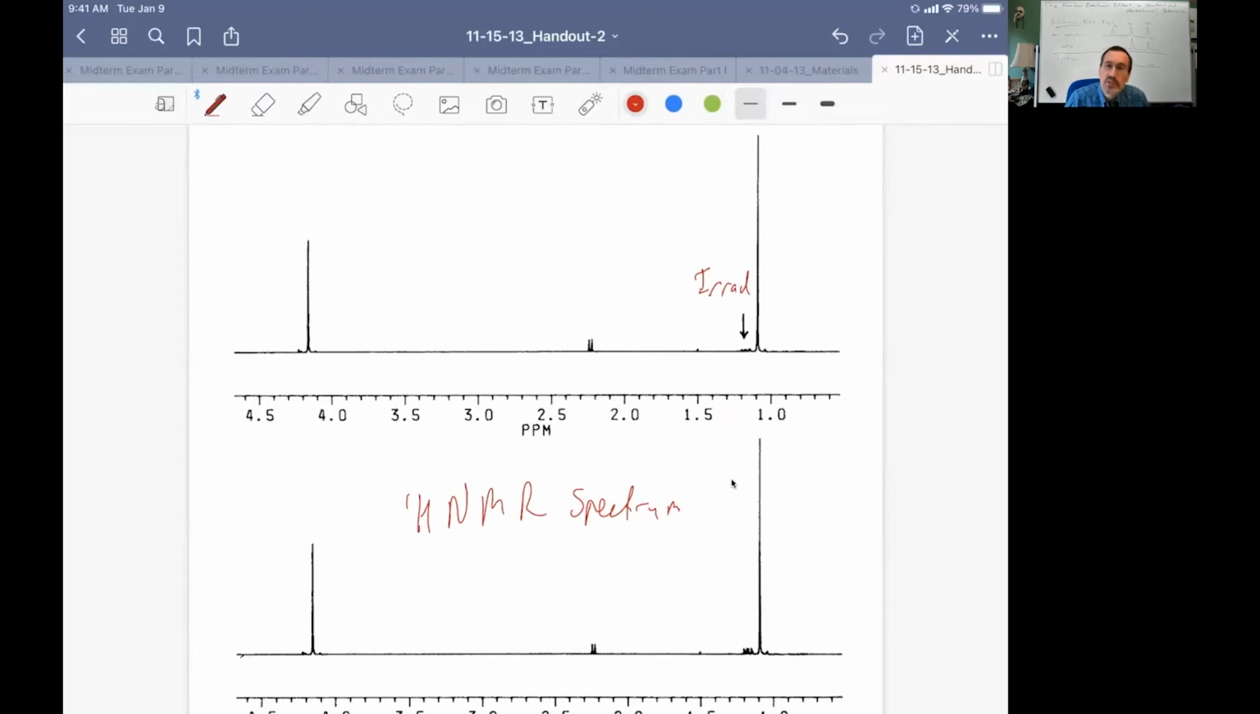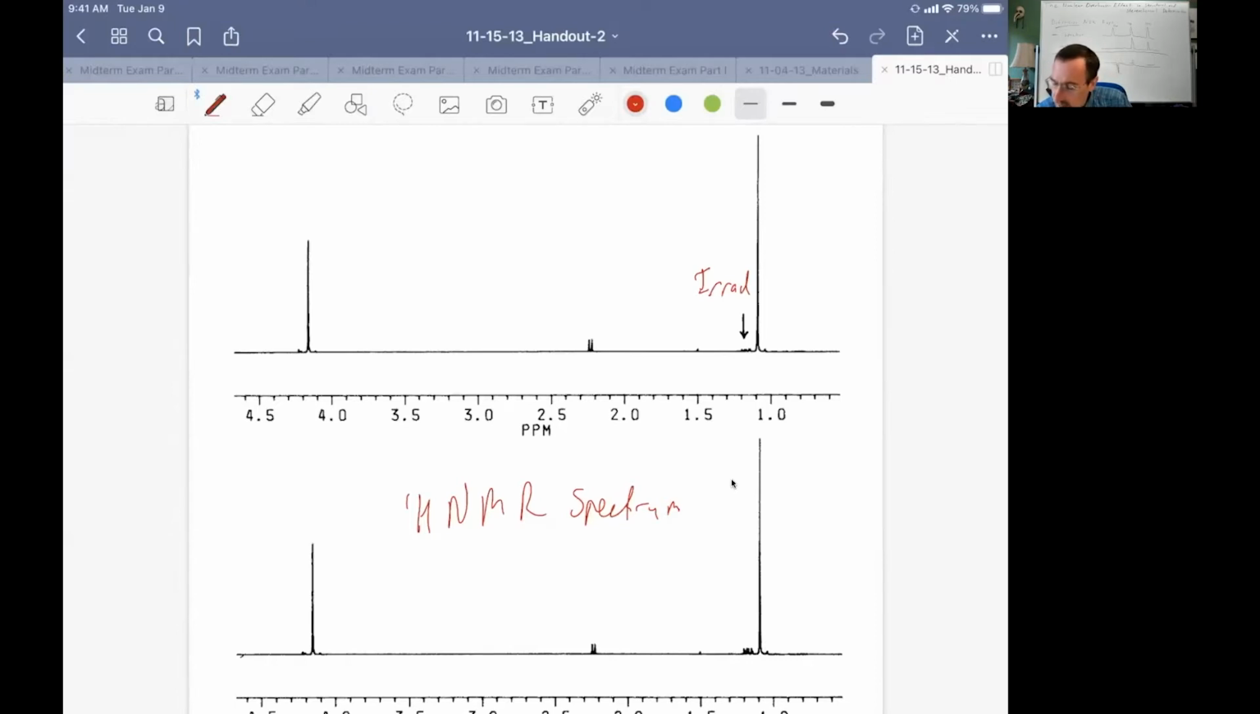And usually when you're doing the irradiation, it's very hard to hit just a peak without hitting anything that's close to it. In other words, to hit the peak at, say, 1.2 ppm without hitting the peak at 1.1 ppm. If the peaks are 0.2 parts per million apart or more, it's easier to be selective. But these two are really close.